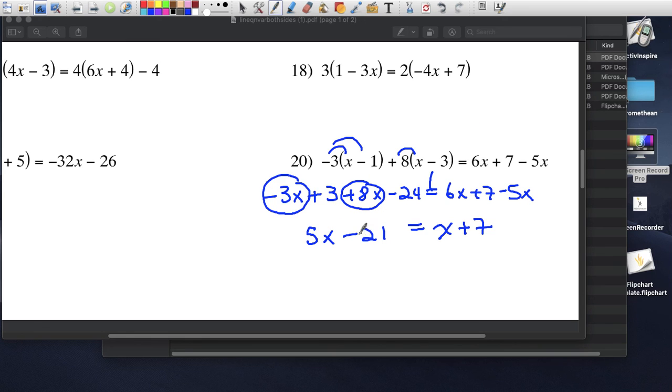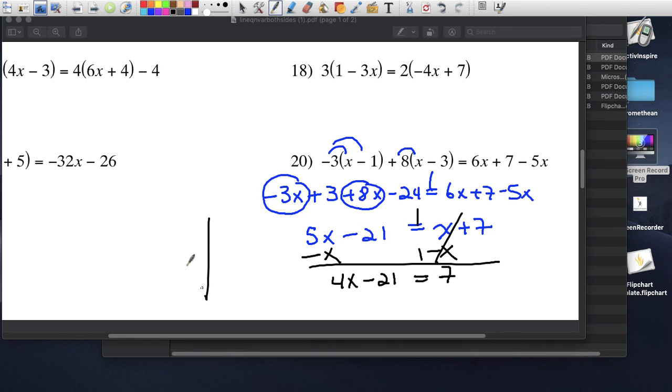Now the next thing is there's a variable on both sides, so let's get rid of one. Let's get rid of this guy here because it's the easiest. Minus x on this side. 5x minus x is 4x. Minus 21. These two go away, and then plus 7. Two-step equation. Here's my variable x. It's being multiplied by 4. Subtract 21 equals 7. Going backwards, I'm going to do plus 21 and divide by 4.